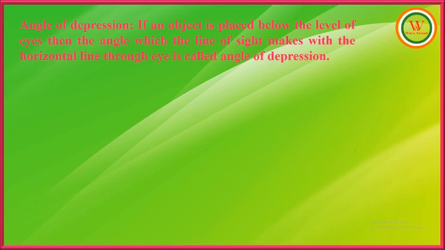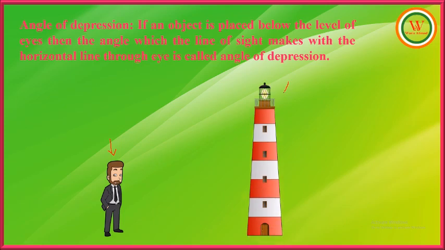Now let us understand this definition by taking the same example. Suppose this man is an observer and this lighthouse is an object. This time the man is looking at the foot of the lighthouse. So the foot of the lighthouse is below the level of eye of this observer. Hence the line of sight will be OP while the horizontal line is OA. Then the angle made between this horizontal line and the line of sight is AOP. This angle is termed as angle of depression.